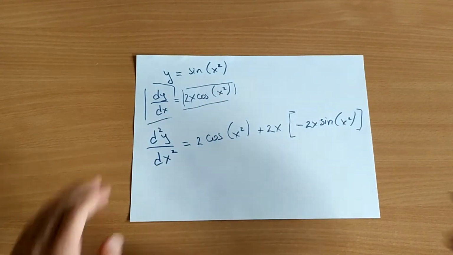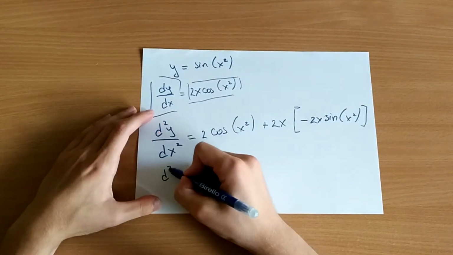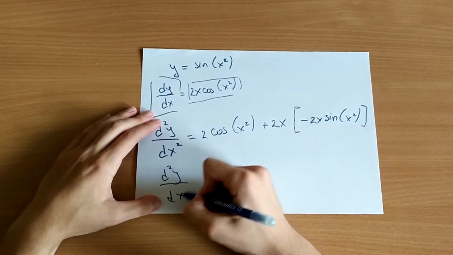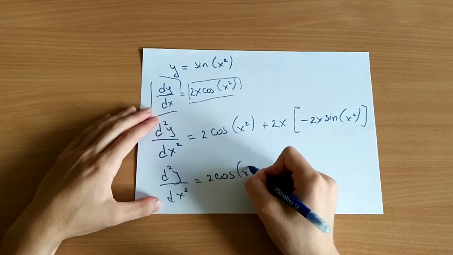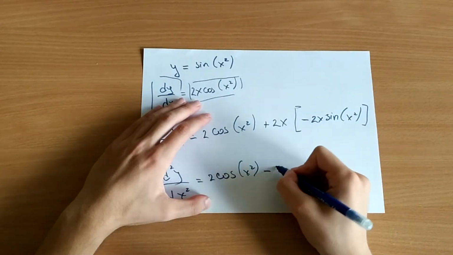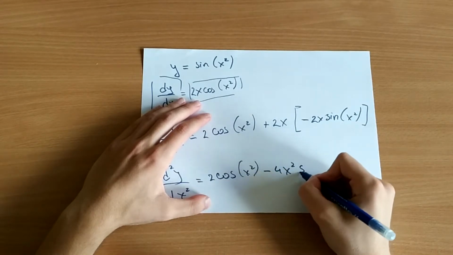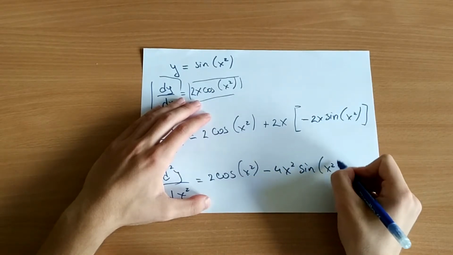And if we rewrite this in a more simplistic form, we will get 2 cosine of x squared minus 4x squared times sine of x squared.